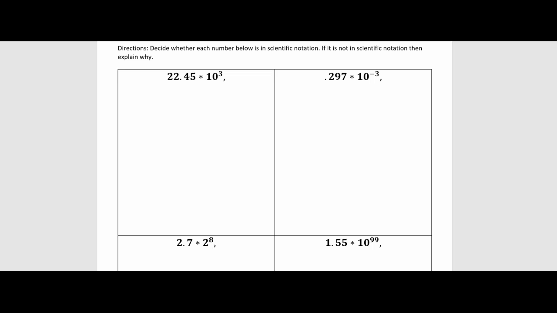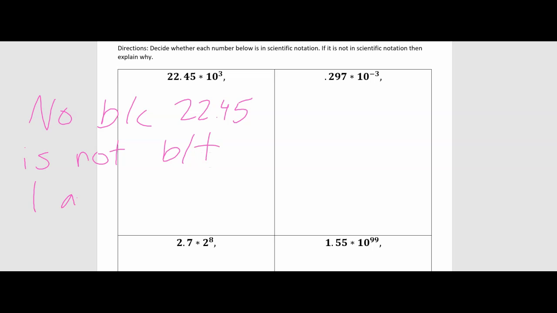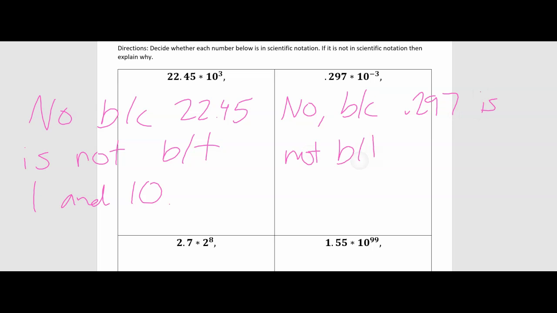Okay, so for the one on the top left, this would be no, because 22.45 is not between 1 and 10. For the second one, same reason, no, because 0.297 is not between 1 and 10. Again, that first number has to be greater than or equal to 1, but less than 10.